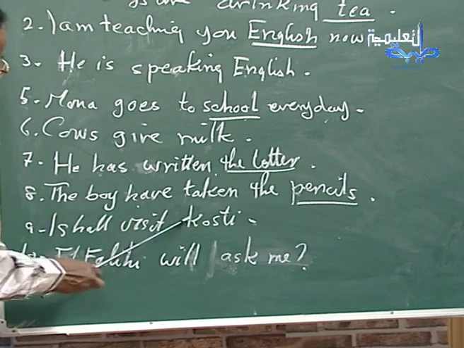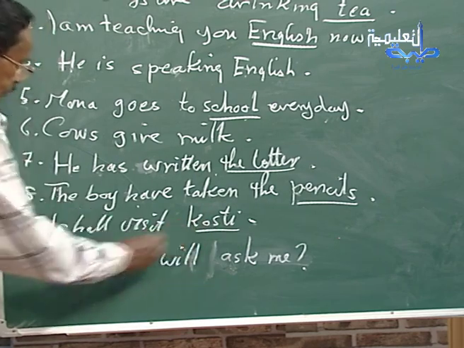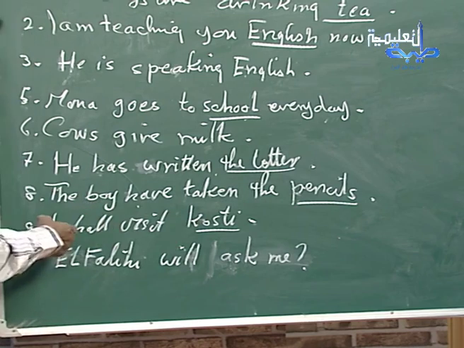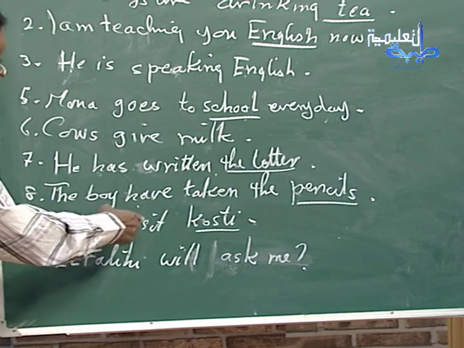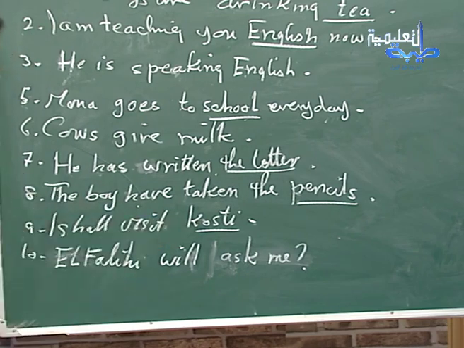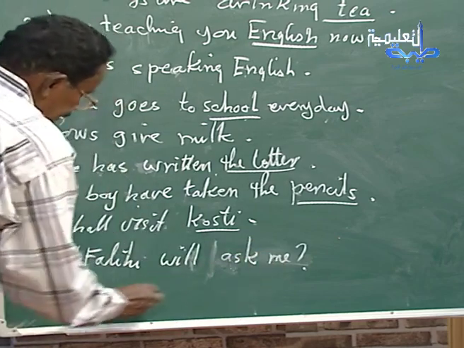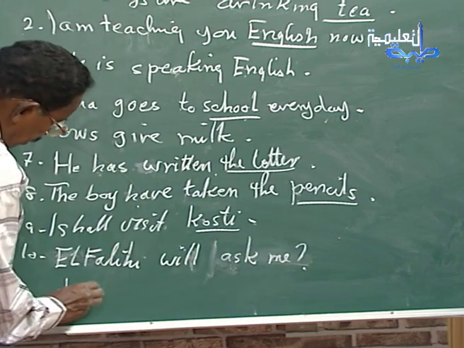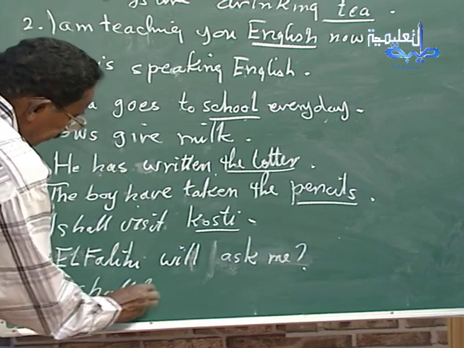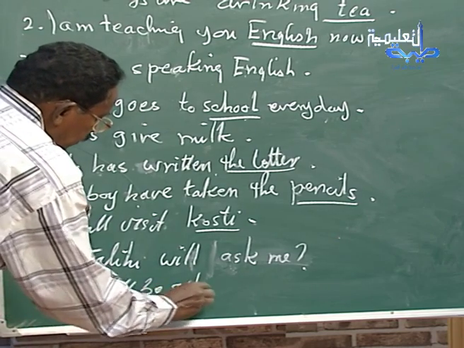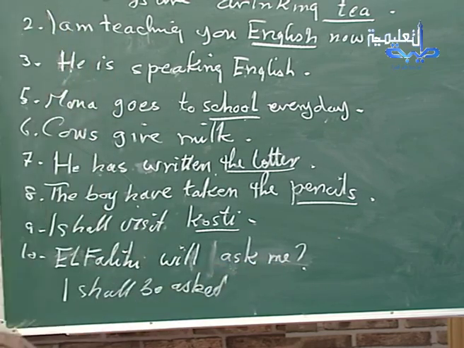I shall visit Kosti. Kosti is the object. We say Kosti, this is future, will be visited. We add ed. Al-Fatih will ask me. I say I shall be asked. Me, I change it to I.